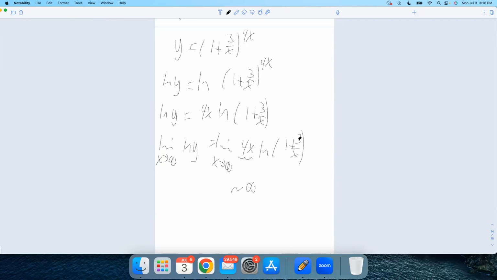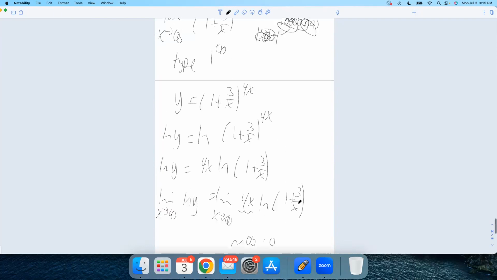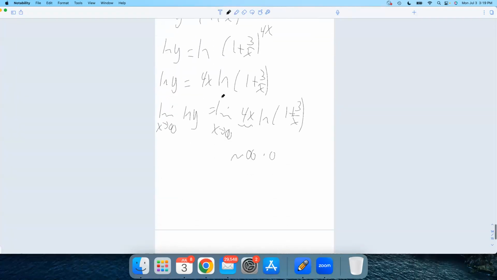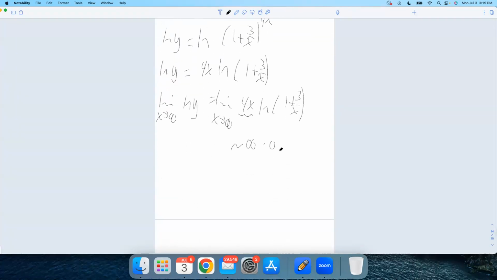As x goes to infinity, 3 over x gets smaller and smaller, goes to 0. We get natural log of 1. Natural log of 1 is 0. We get type infinity times 0. So we started with type 1 to the infinity. That's a key: you're going to have to take logs of both sides and turn it into something like this.